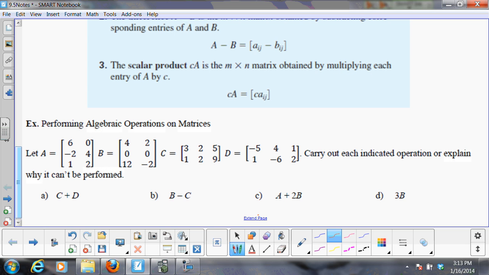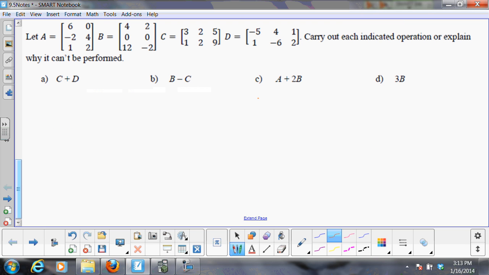So if we have, let me move this up a little, A, B, C, and D here. C plus D. So we're going to take these two, and I'm going to add each spot. So 3 plus -5 is -2. 1 and 1 is 2. 2 and 4 is 6. 2, -6, -4. 5 and 1 is 6. And 9 and 2 is 11.